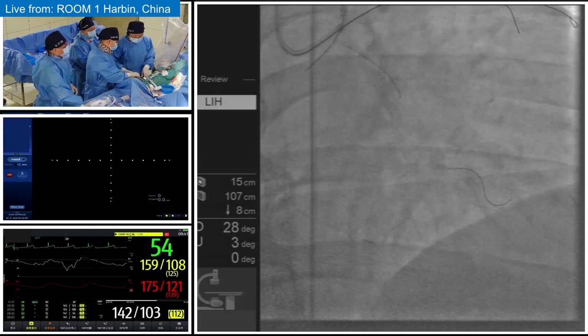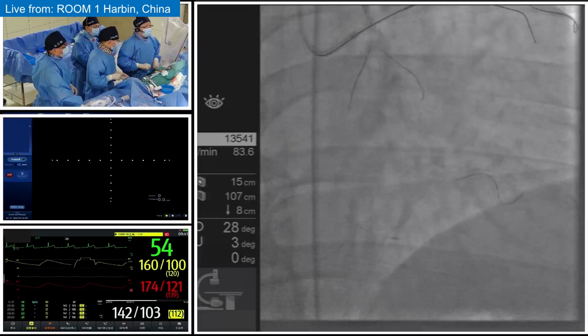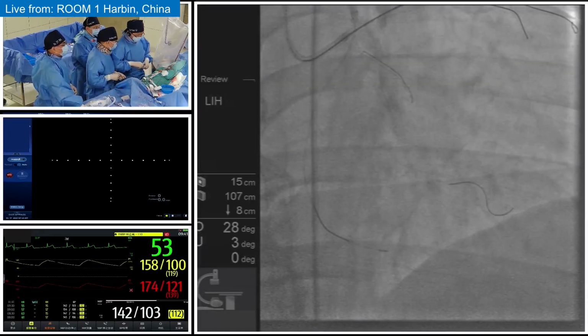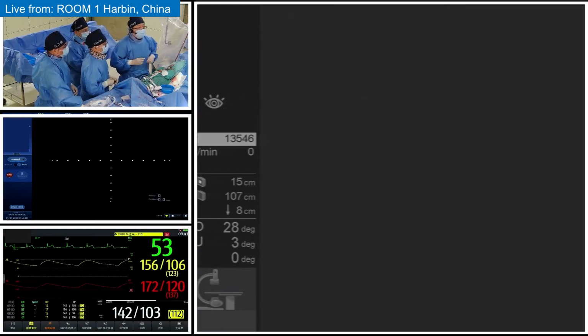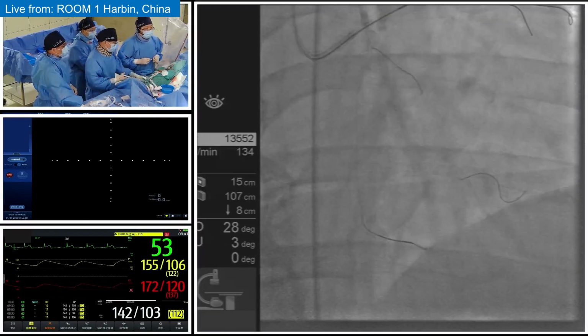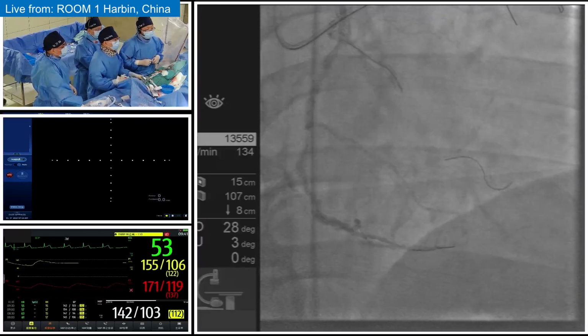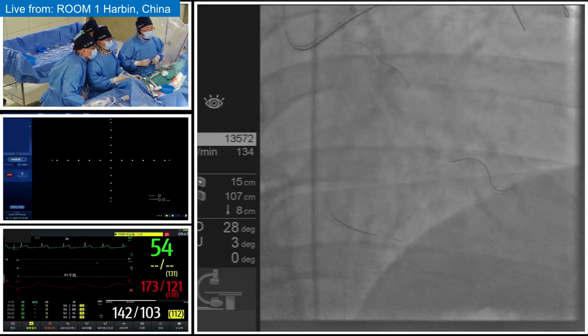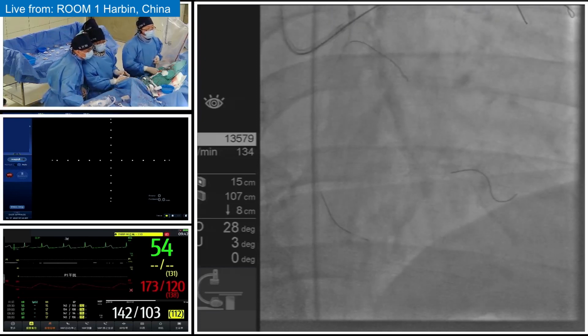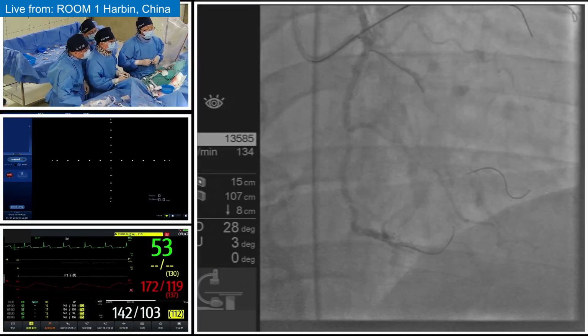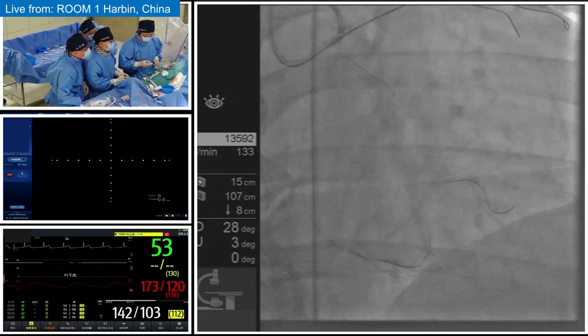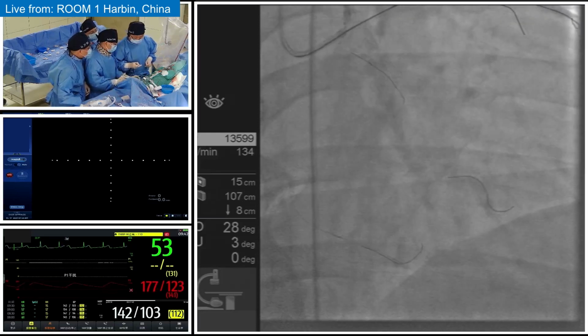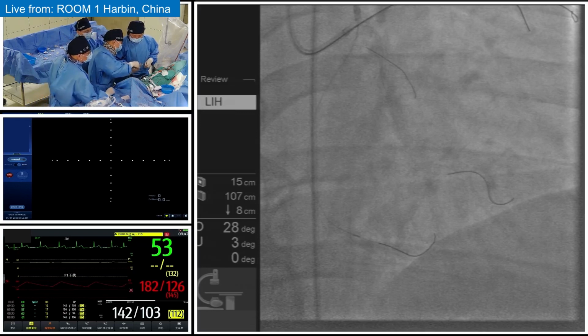Test a little bit. Okay, I don't think so. Test a little bit. The far ending of the RCA is relatively long, but it doesn't seem to be connected with the septum collateral channel. Just to try the surfing.